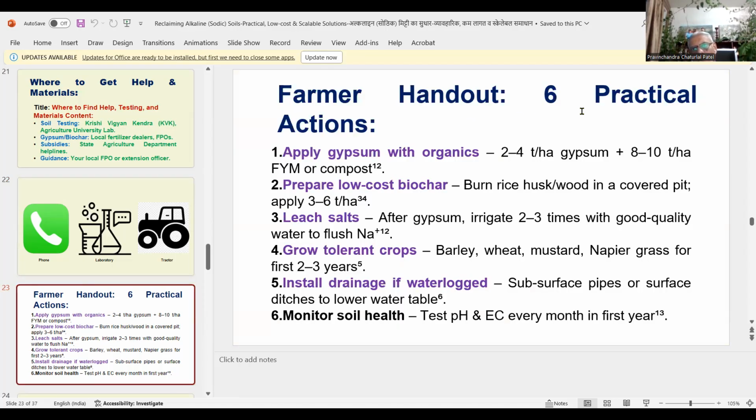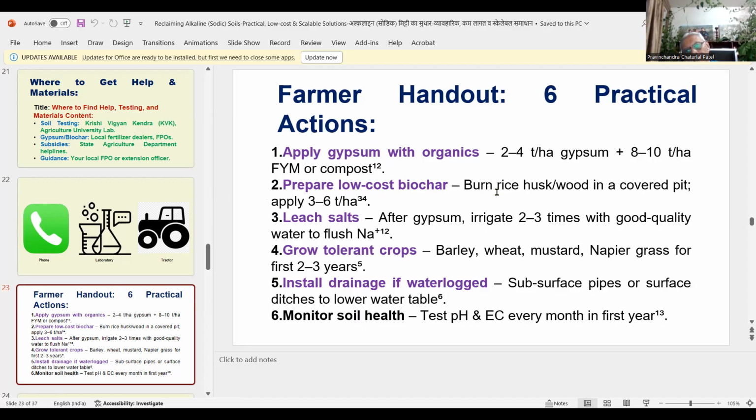Then farmer handouts: 6 practical actions. So it is very important. Apply gypsum with organic matter: 2 to 4 ton per hectare of gypsum plus 8 to 10 ton per hectare of farmyard manure or compost. Prepare low-cost biochar: burn rice husk or wood in a covered pit. Apply 3 to 6 ton per hectare.